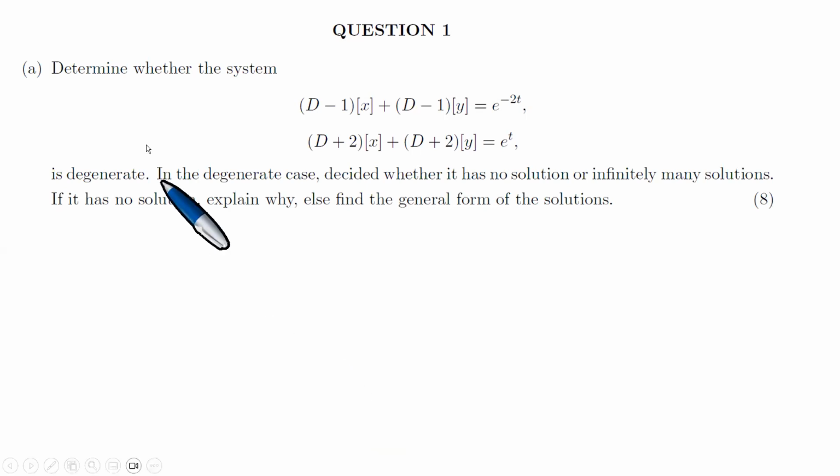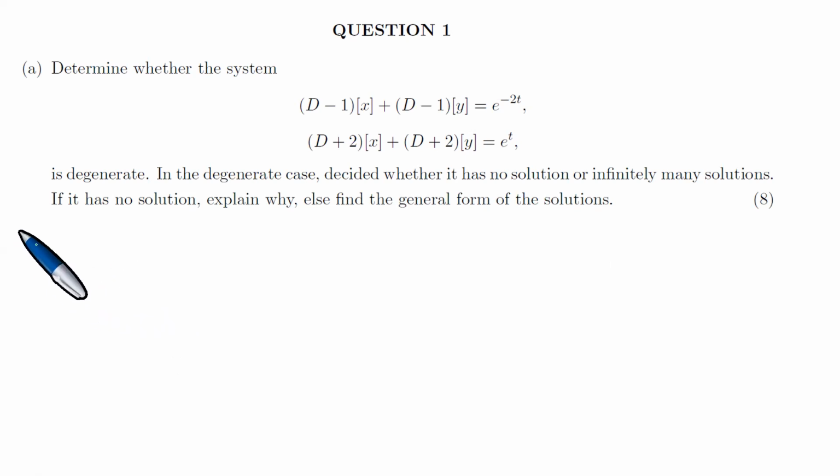It's the same as what we just did. Determine whether the system is degenerate. For degeneracy, we just need to compute the determinant of the coefficient matrix. In the degenerate case, decide whether it has no solution or infinitely many solutions. So if it is degenerate, either no solution exists or there are infinitely many solutions. If it has no solution, explain why, else find the general form of the solutions like we did. We found y in terms of x of t, where x of t was an arbitrary function. We do the same here in the January 2023 question.